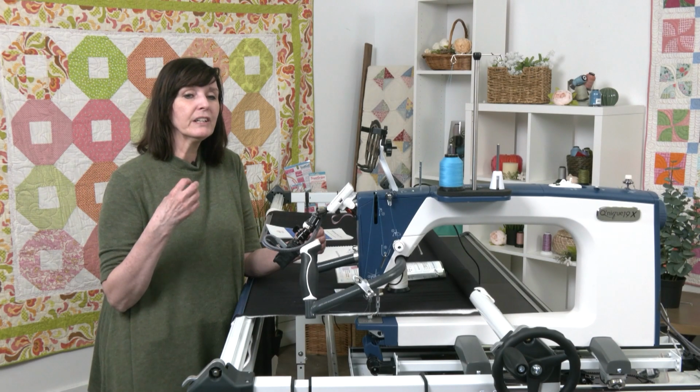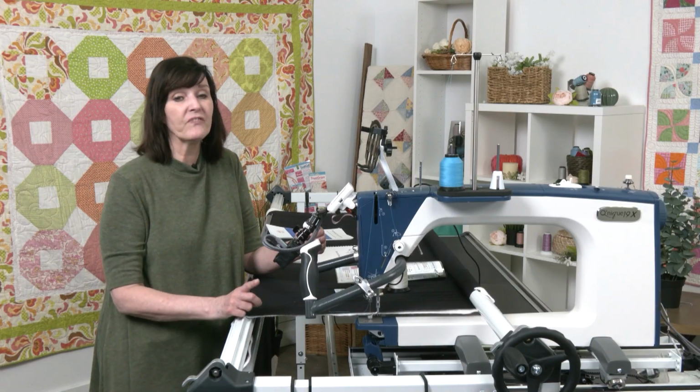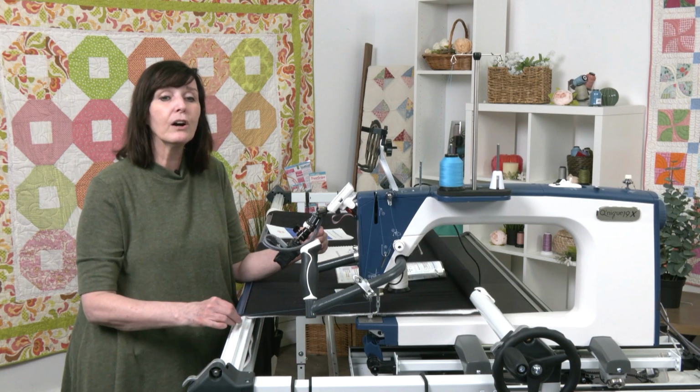Things that come into physical contact with the thread are called direct tension factors. Okay, these are such things as the thread itself, the thread guides, they're touching the thread, the cleanliness of the machine, the tension knobs, the bobbin case, the needle, they all come in direct contact with this thread. So they are what we call direct tension factors.